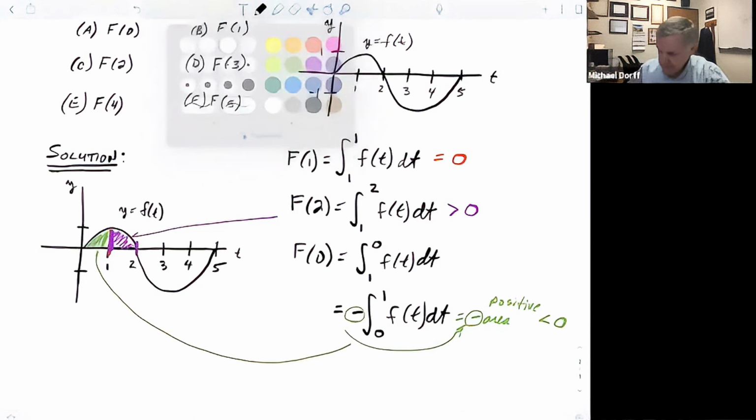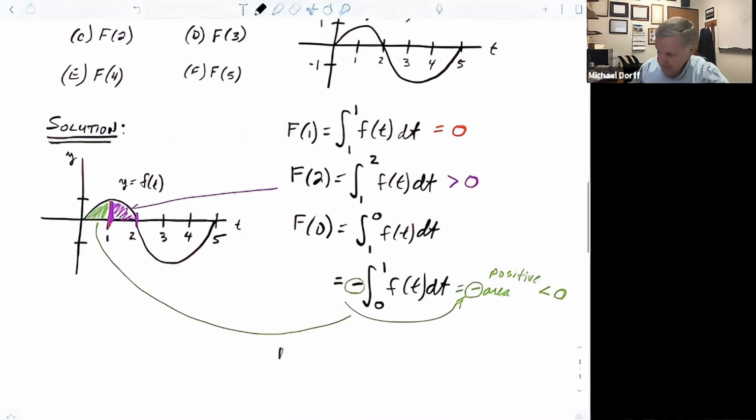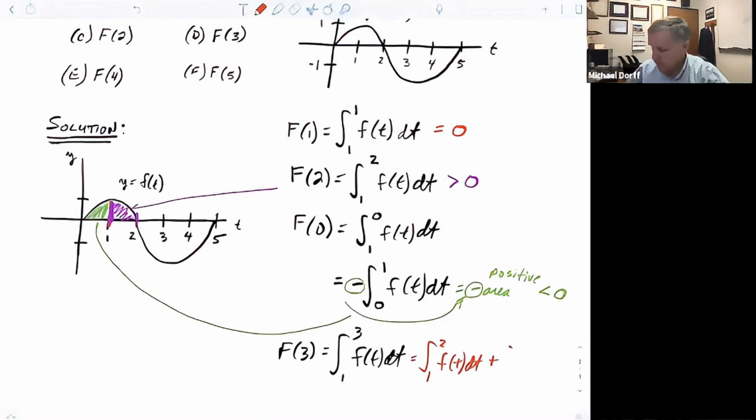Keep working on these. What about capital F of 3? So that's the integral from 1 to 3 of little f of t dt. So there I'm going from 1 to 3. So I've got the area. I can think of this as the same thing as the integral from 1 to 2 of f of t dt, plus the integral from 2 to 3 of f of t dt.